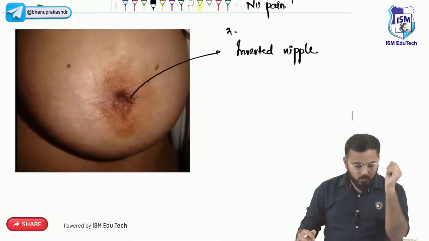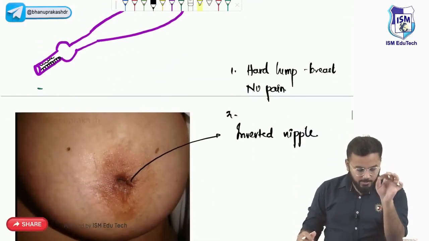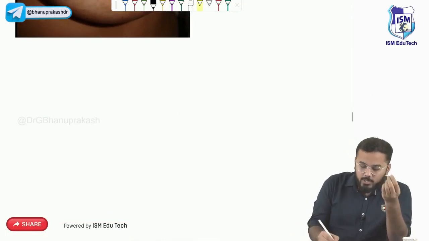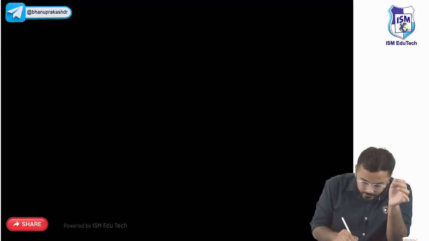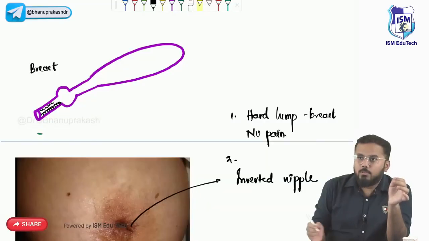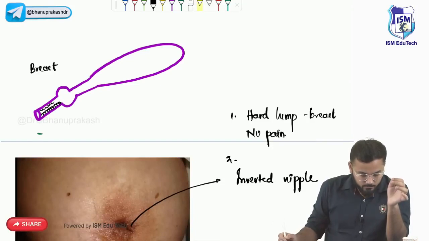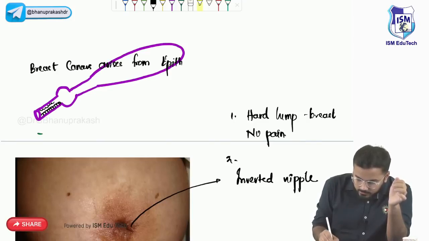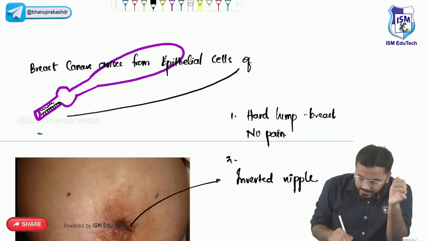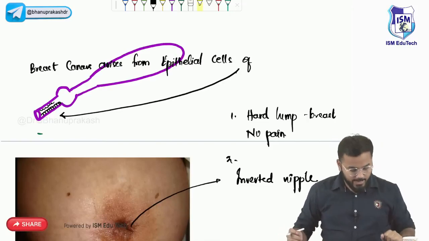Yeah. So remember this one statement, guys. From where does this breast cancer arise basically? So on this picture itself, I'm writing it. Breast cancer arises from the epithelial cells of this lactiferous duct. Epithelial cells of the lactiferous duct.